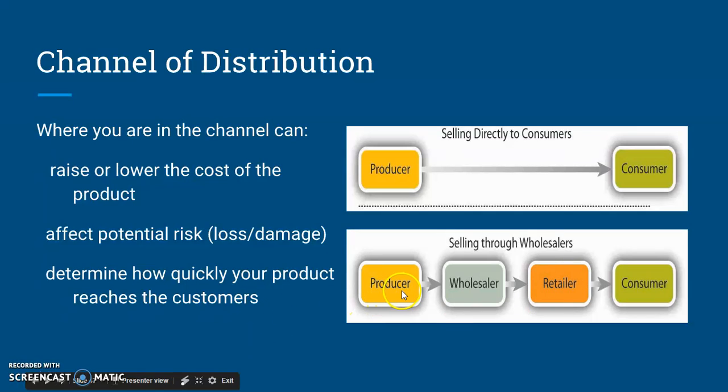Whereas down here, producer goes to wholesaler. Wholesaler is then going to mark it up to sell it to the retailer so that the wholesaler makes money on the transaction. Then the retailer is going to mark it up to sell to the consumer, so the retailer is going to make profit on that sale.